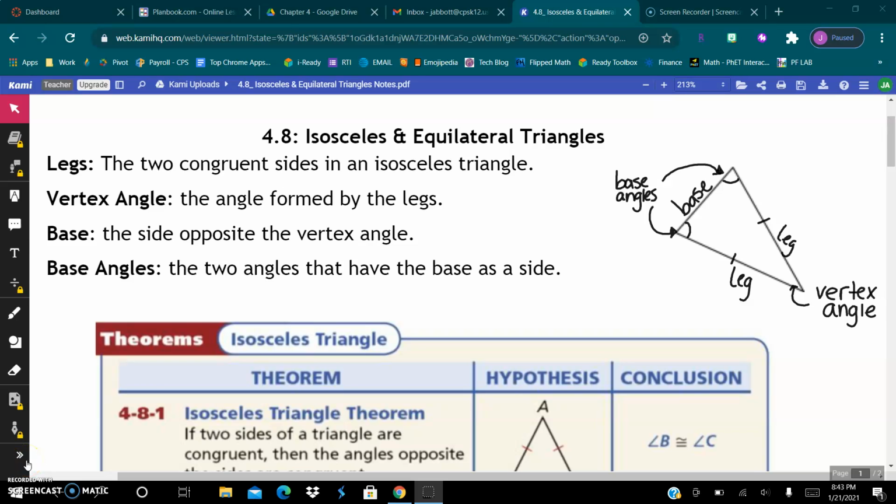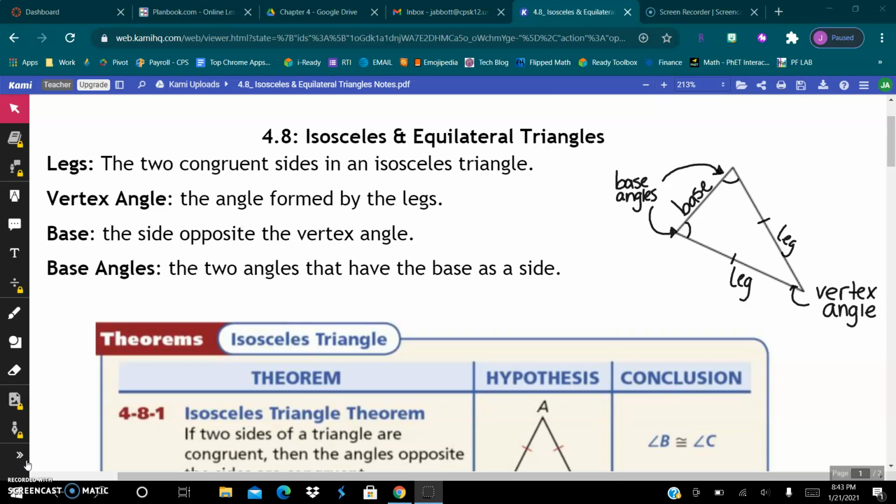Section 4.8 is on isosceles and equilateral triangles. So to start off with here, we have a few vocab words to talk about. The first one is legs, and the legs are the two congruent sides of an isosceles triangle. The vertex angle is the angle formed by those legs, and the base is the side opposite of the vertex angle. So straight out from the vertex angle is your base. And the base angles are the two angles that have the base as a side.